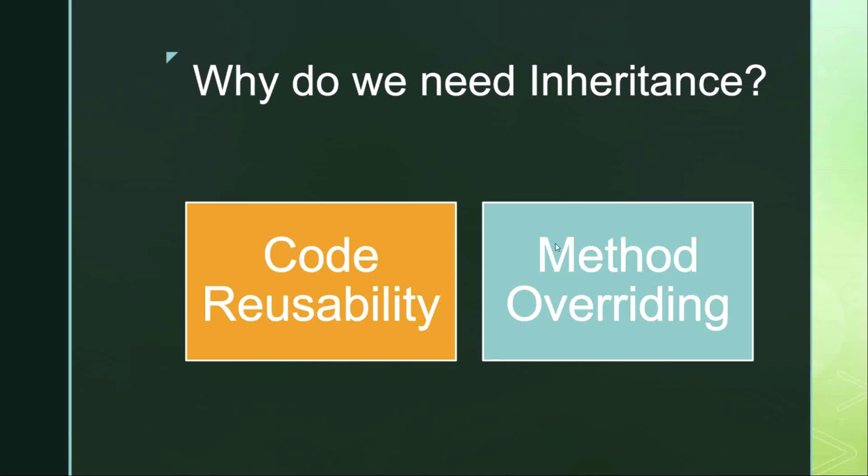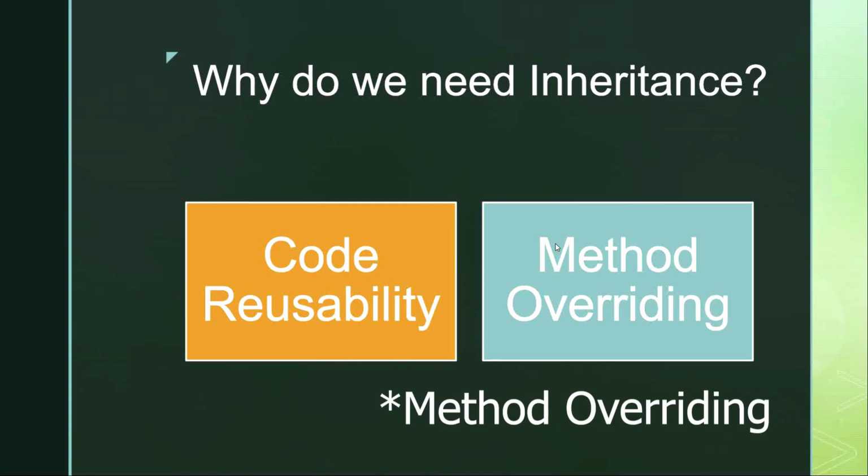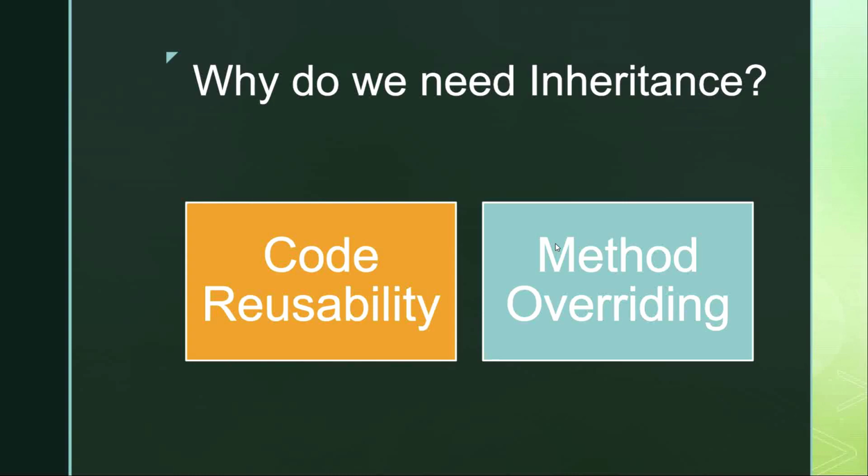The other thing is method overriding. I have not discussed method overriding in my videos. Simply put, it is the subclass and the parent class having the same method. In simple terms, that is what method overriding is. In our further videos, I'll explain this in detail. So this is why we need inheritance.